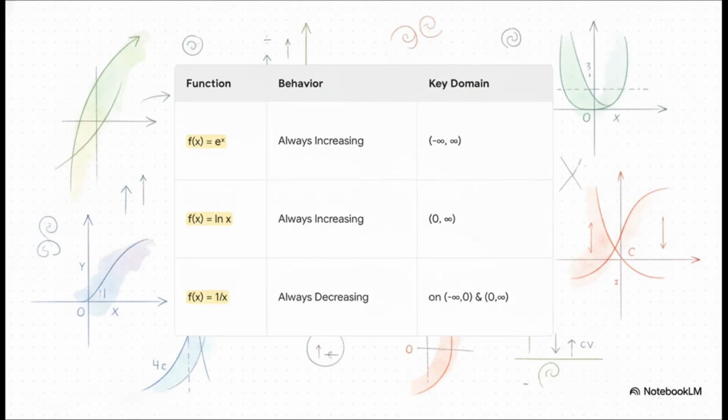And here's a slide you might want to screenshot for your study notes. These are some of the heavy hitters you'll see on exams all the time. For example, e to the x and natural log of x, they are always increasing, and 1 over x is always decreasing. Knowing these by heart can save you precious seconds.